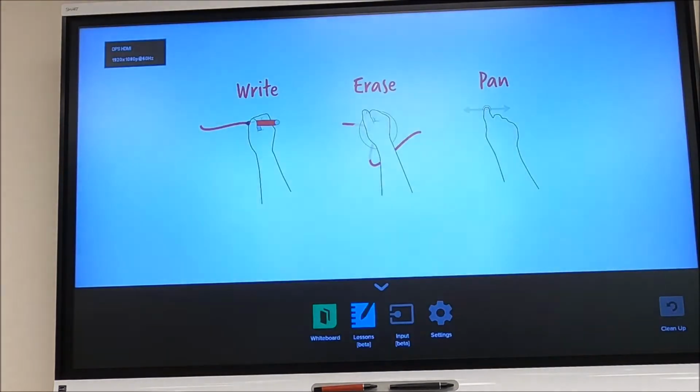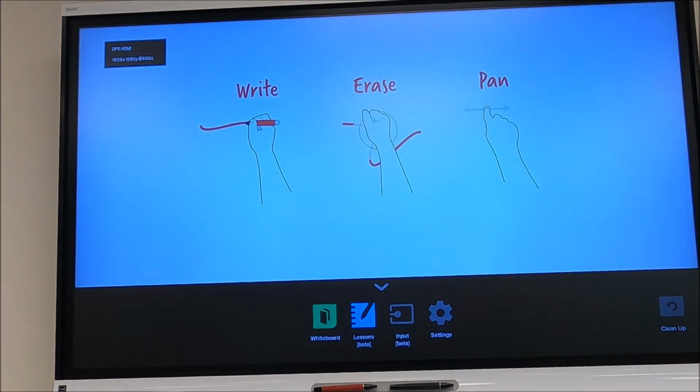Sorry guys, the screen just decided to go out on me. And being a butt.